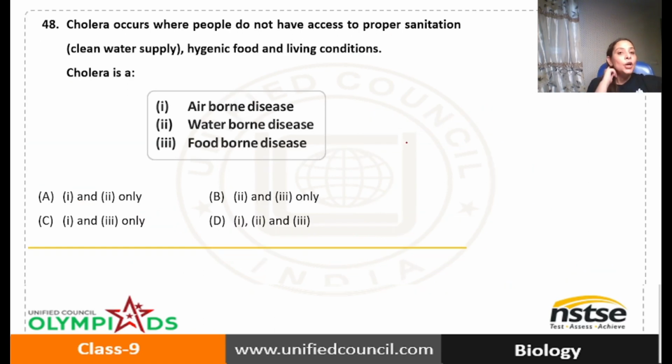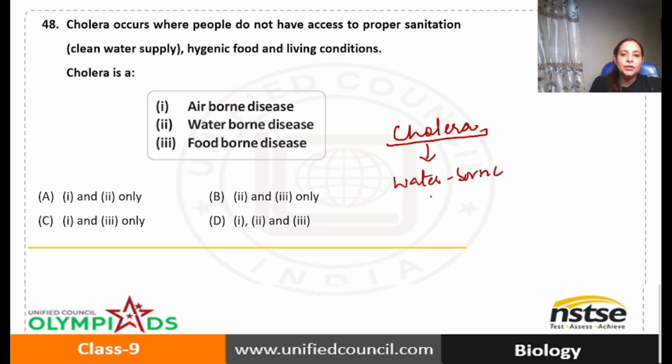Next question: cholera occurs when people do not have access to proper sanitation, that is clean water supply, hygienic food and living conditions. So cholera is an airborne disease, waterborne disease or foodborne disease? Now let me tell you, cholera is a disease which spreads when you drink impure water. Basically it's a waterborne disease, when water has some infection causing agent in it, or a foodborne disease, that is eating contaminated food.